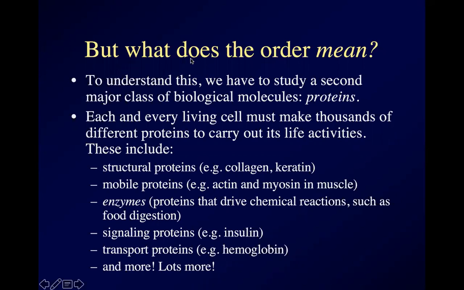There are proteins that are important in enabling cells to move. Proteins called actin and myosin are what make your muscles able to contract. Enzymes are proteins that make chemistry happen, that actually drive your metabolism, direct it. You have signal proteins like insulin and transport proteins like hemoglobin in your blood, and lots more. There's a ridiculously large number of proteins that cells in your body make. Different cells making different proteins, I might add.